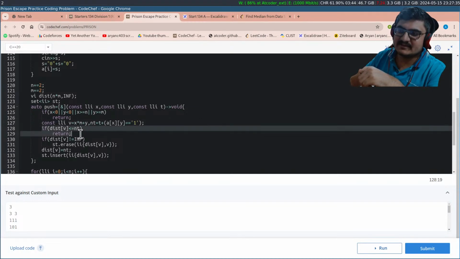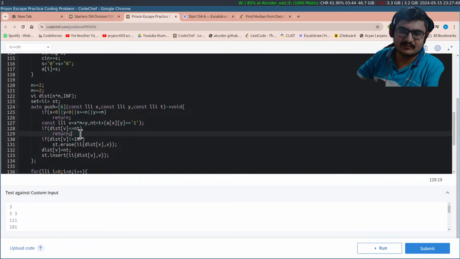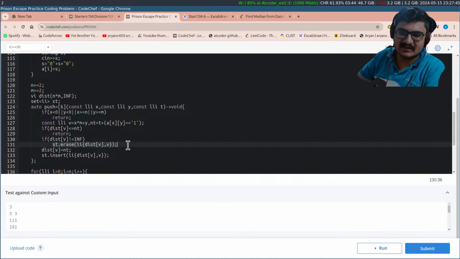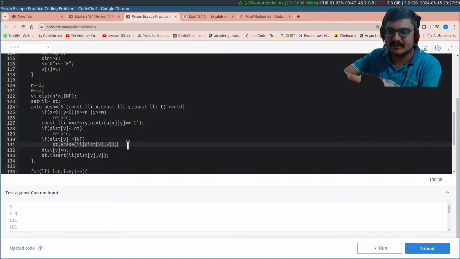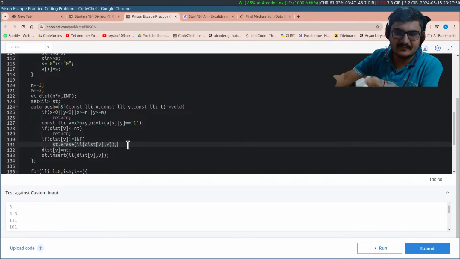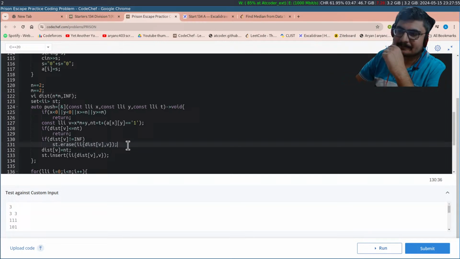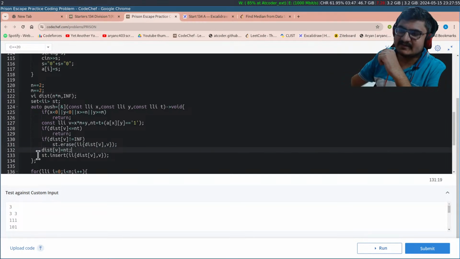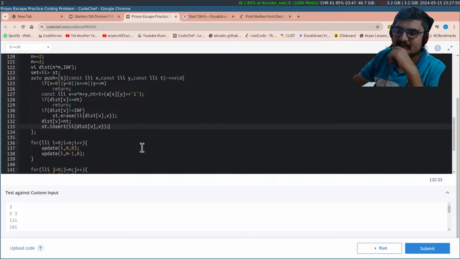If the distance to reach this node is less than or equal to nt, we don't have to push it into the queue. Otherwise, we may have to erase it from the set; with a priority queue, you can probably ignore it. It's exactly the same as Dijkstra. The way I code Dijkstra is different from the way you code, so that might be the difference. Otherwise, update the distance and insert this value again into the queue.